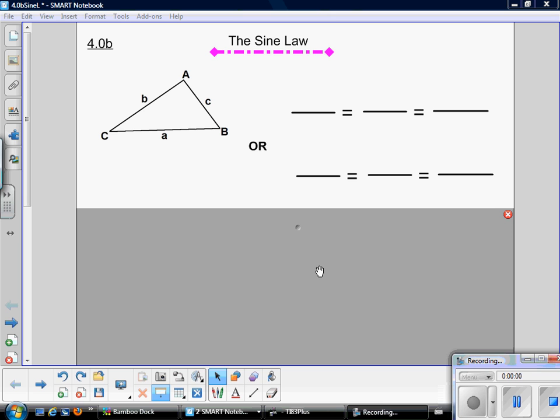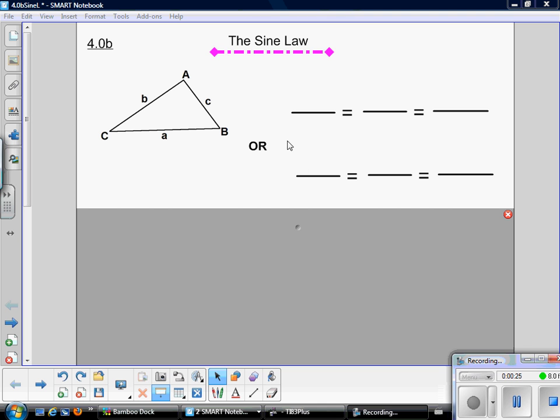So today what we're looking at is the sine law. Just a review of the sine law. First of all, it works for non-right triangles. It actually works for right triangles too. And one thing that we need to remember is that we label our angles with capital letters and the sides directly across with the lowercase of the angle letter.